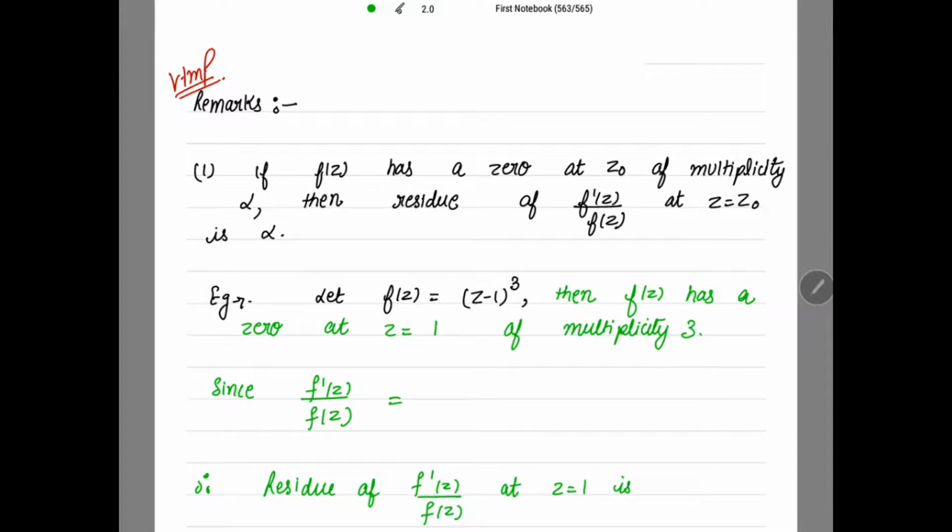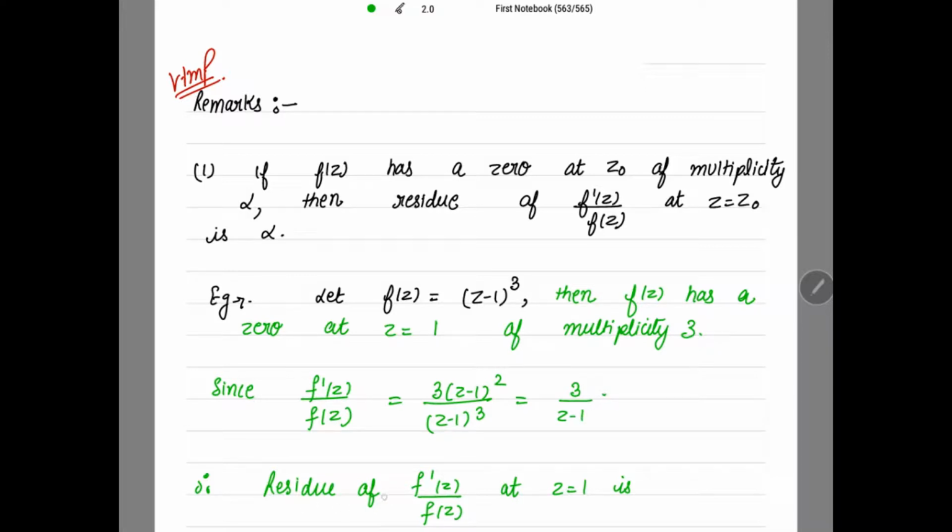Now let's check whether the residue comes out to be 3 or not, because we are saying in the remark that whatever be the multiplicity, the answer for the residue is 3. And we are finding the residue of f'(z)/f(z). Keep in mind, since f'(z)/f(z) is equal to, just differentiate f(z), you get 3(z minus 1) squared over what is f(z)? (z minus 1) cube, and that is equal to 3 over z minus 1.